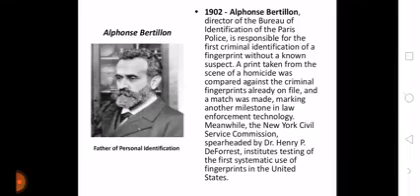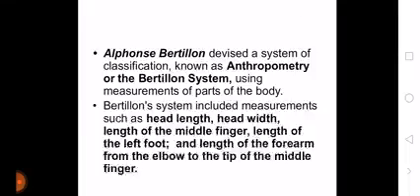So Alphonse Bertillon is also known as the father of personal identification. Alphonse Bertillon devised a system of classification known as anthropometry, or the Bertillon system, using measurements of parts of the body. Bertillon's system included measurements such as head length, head width, length of the middle finger, length of the left foot, and the length of the forearm, from the elbow to the tip of the middle finger.